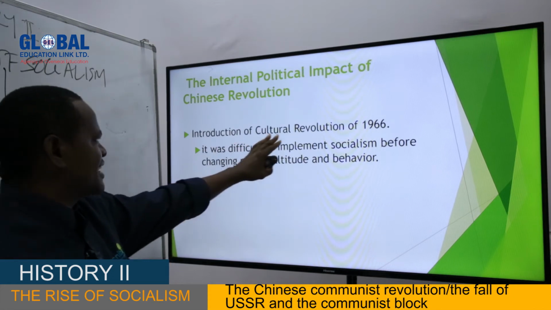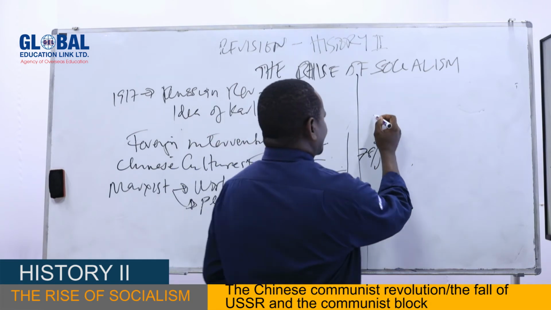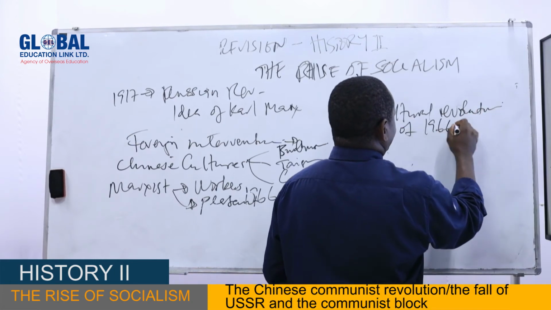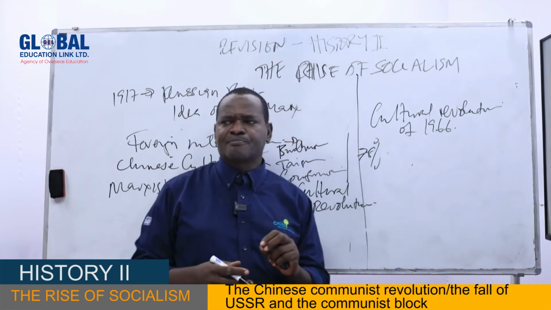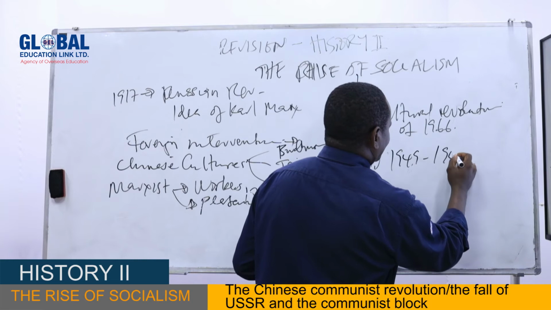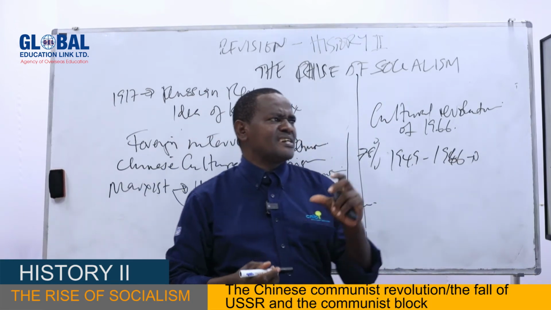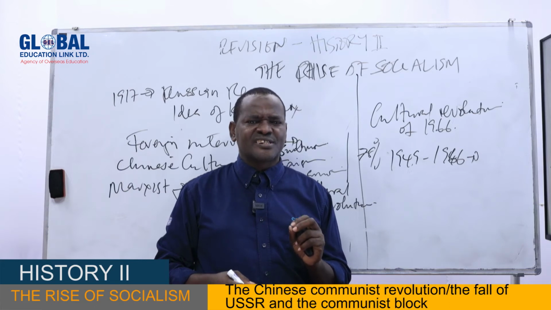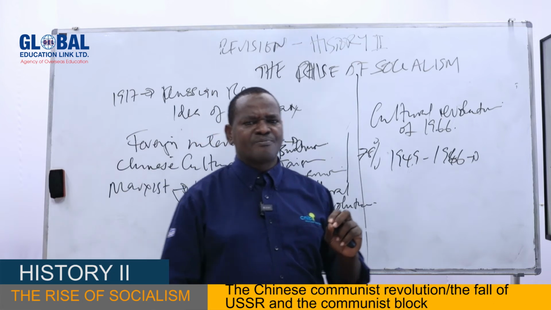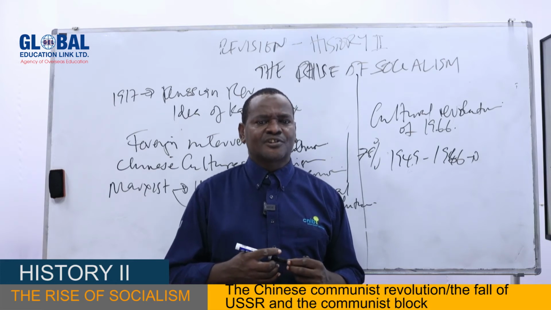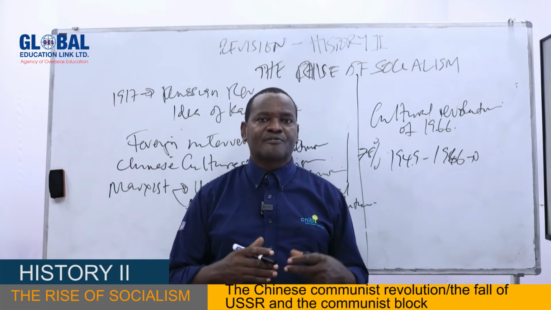Another impact is the introduction of the Cultural Revolution of 1966. The Cultural Revolution of 1966 was introduced by Mao Zedong because from 1949 to 1966, Mao Zedong found it very difficult to implement socialism because of the way people of China were behaving, because of the attitude, because of the traditions that the Chinese people had inherited from the previous government, because of the external influence on the Chinese people. Mao Zedong came to realize that socialism, communism, could not be implemented in China until he introduced some programs of changing the people's attitude.